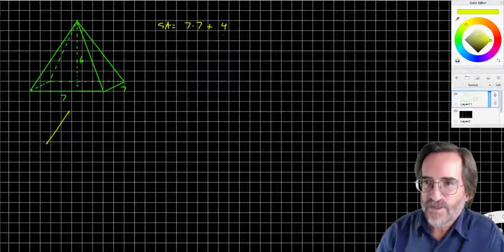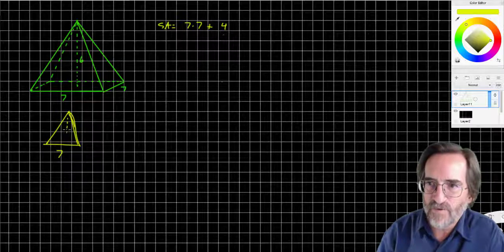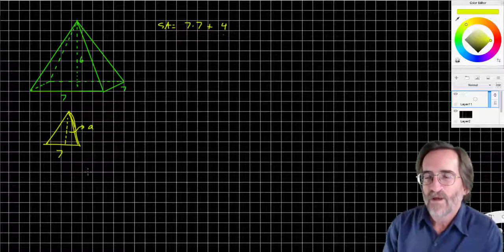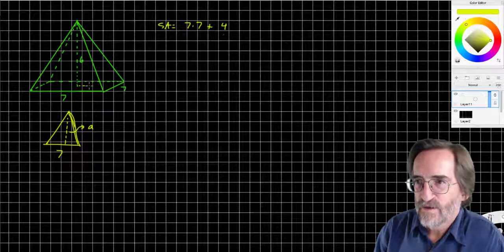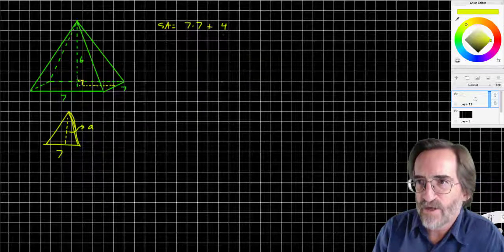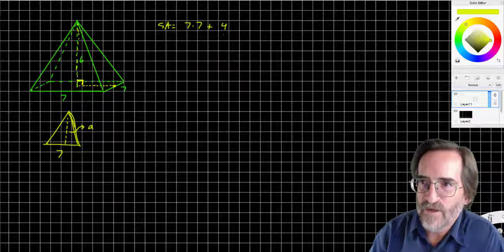And let me just sketch one of them here. So there's these triangles that are 7 across the base, but I don't know how tall the triangle is. We'll call it A for apothem here. But I can find it using right triangles. If I draw the line connecting the midpoint to the midpoint of the side, we see here a right triangle.